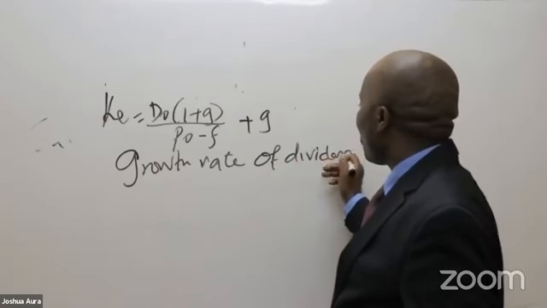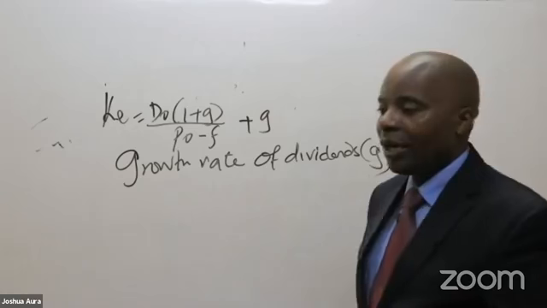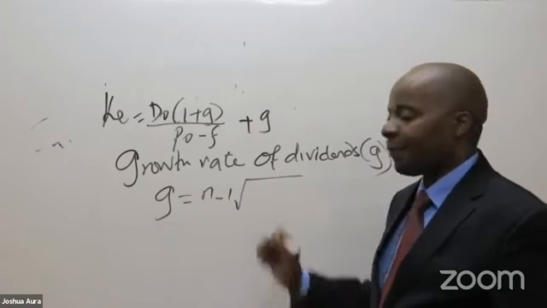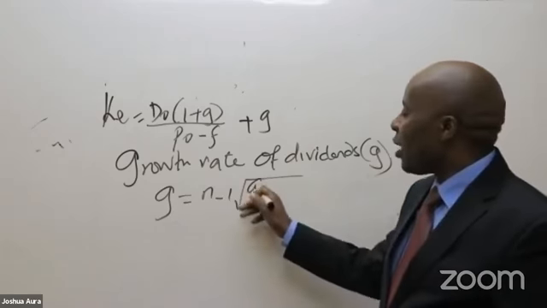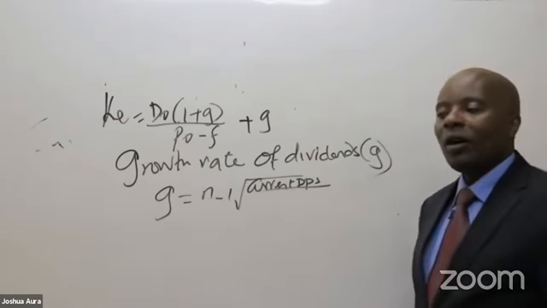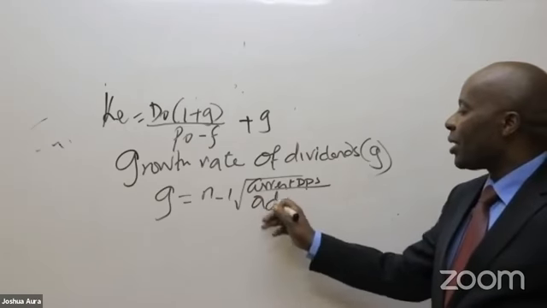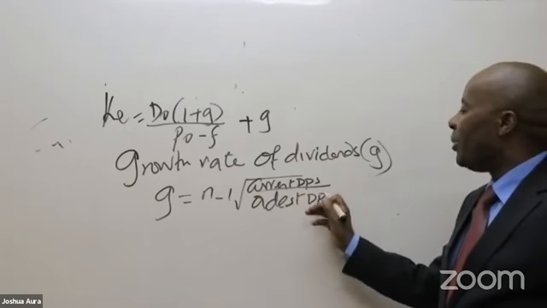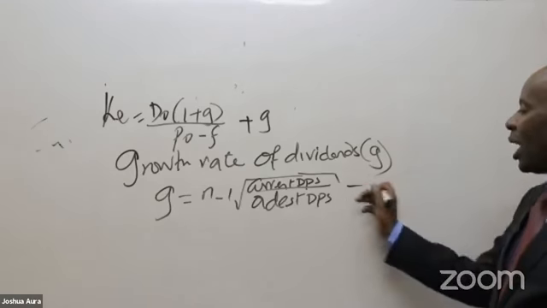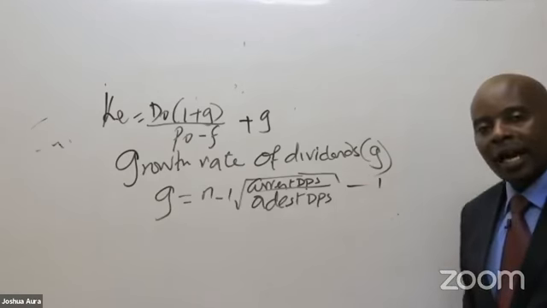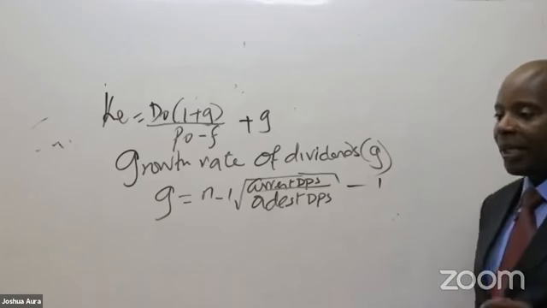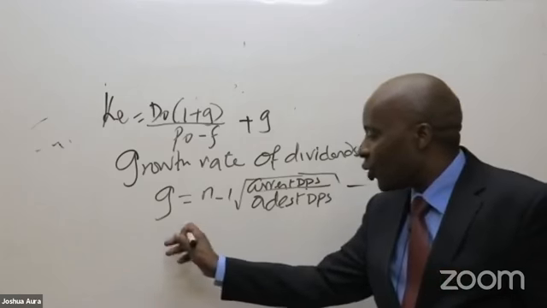So the growth rate of dividends, which is our g, will be equal to, remember the formula, the n minus 1 root of the most current dividend per share, all over the oldest DPS, and then whatever I will get at the end of the day, I must deduct 1. So ladies and gentlemen, then come and give us this g.